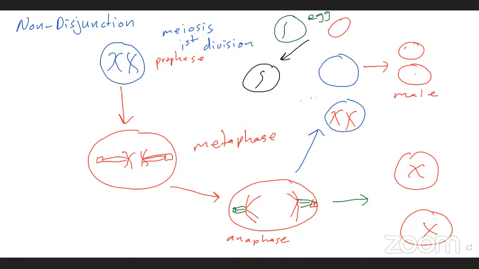So non-disjunction can make a cell have more chromosomes or fewer chromosomes. So you see for these that have none in them, understand this one where we get the one. You see the other cells here, they should have three.